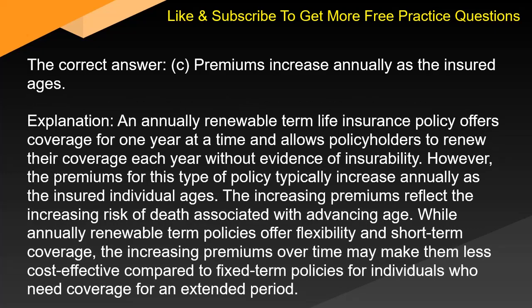The correct answer, C. Premiums increase annually as the insured ages. Explanation. An annually renewable term life insurance policy offers coverage for 1 year at a time and allows policyholders to renew their coverage each year without evidence of insurability. However, the premiums for this type of policy typically increase annually as the insured individual ages.